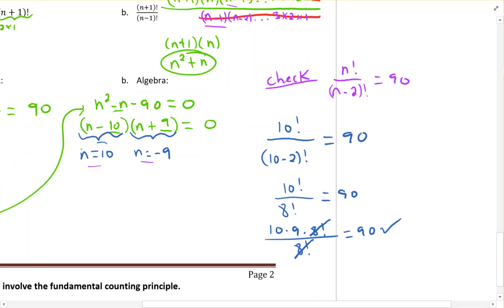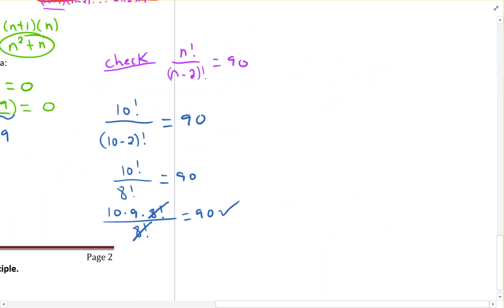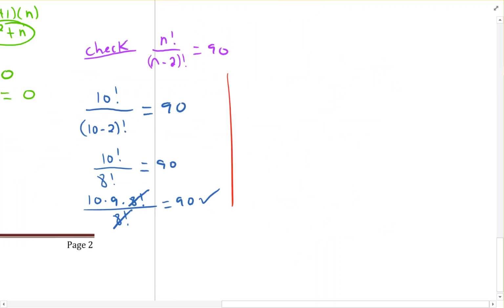So far, n is equal to 10. That is an answer. But let's look at our next one. So n is equal to negative 9, I mean. So we've got negative 9 factorial. And make sure you have the brackets because that's different than not having the brackets like we talked about before, right? So we're saying the factorial of negative 9 over, and then negative 9 minus 2 is negative 11 factorial. And that's supposed to be equal to 90.